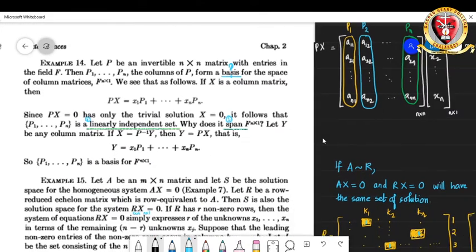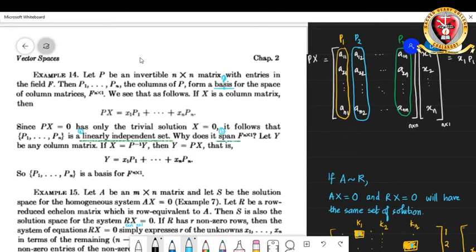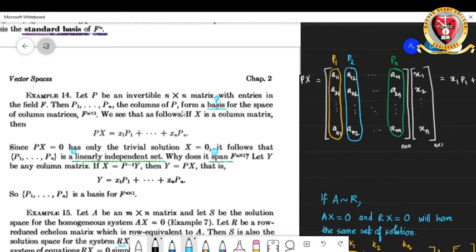So that is an important piece of information. Example 4 says that suppose P is an invertible matrix of order n by n, with entries coming from the field F. We are calling the columns of P as P1, P2, etc., Pn. This column will be P1, this will be P2, etc. This column will be Pn. The columns of P will form a basis for the space of column matrices Fn cross 1. Fn cross 1 means the set of all column vectors where the entries come from F. They are n-tuples arranged as transposes.